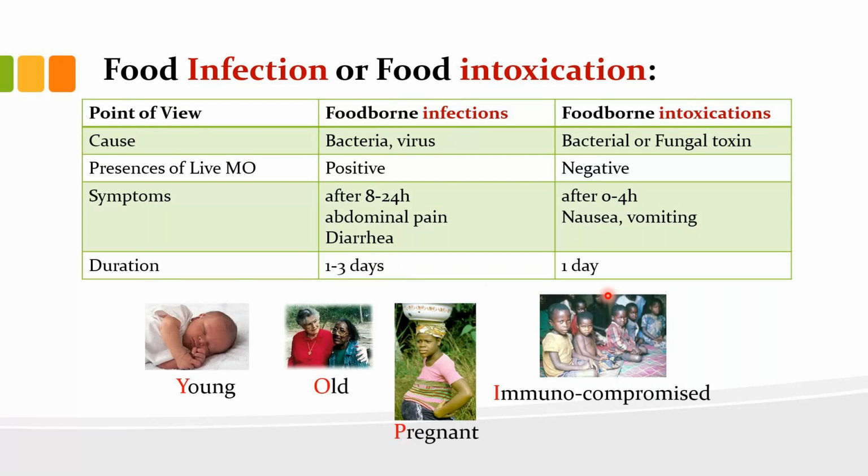Some susceptibility factors, cofactors, can increase or decrease the causes or the duration, like age, whether young or old, and physiological status like pregnancy, or immunocompromised people, either due to hunger or some diseases.